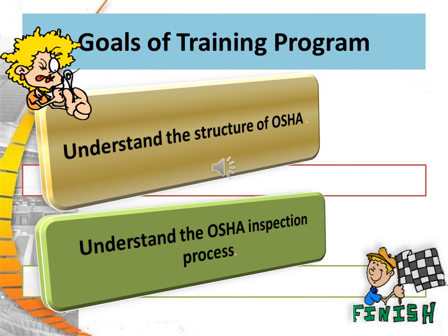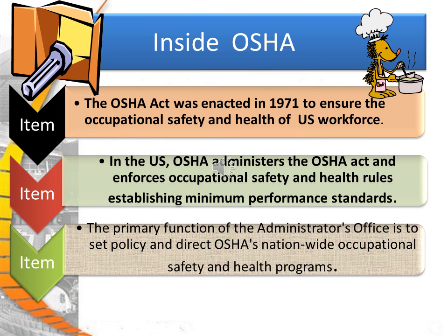Hopefully by the end of this program you'll understand the structure of OSHA, understand the OSHA inspection process, and be introduced to OSHA's way of doing things. In 1971, the OSHA Act was enacted to ensure that occupational safety and health would become a priority for the U.S. workforce. In the U.S., OSHA administers the OSHA Act and enforces the occupational safety and health rules by establishing minimum performance standards. The primary purpose of the Administrator's Office is to set policy and direct OSHA's nationwide occupational safety and health programs.